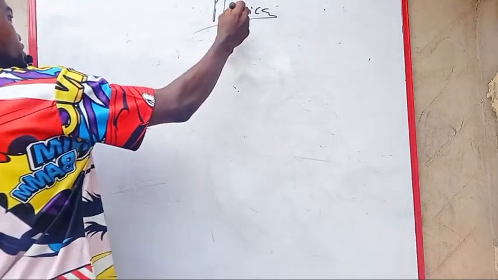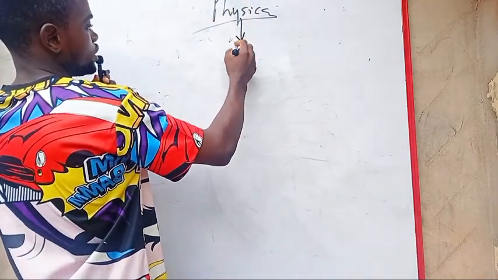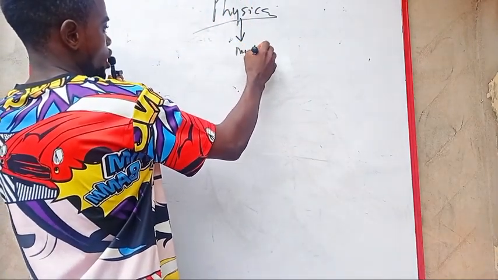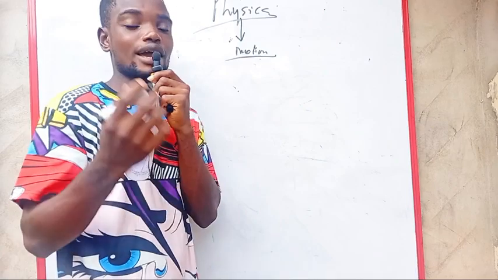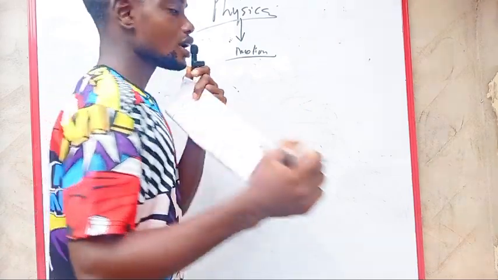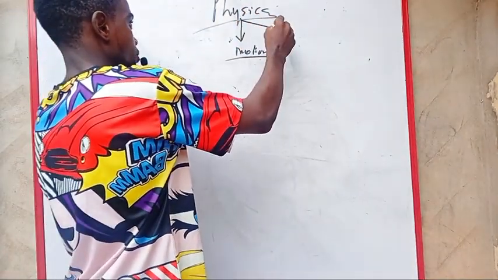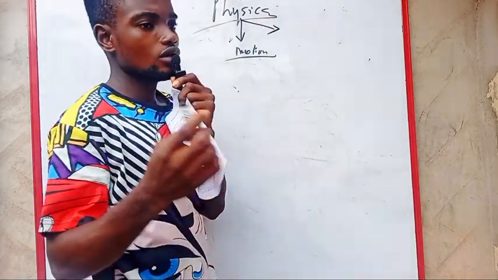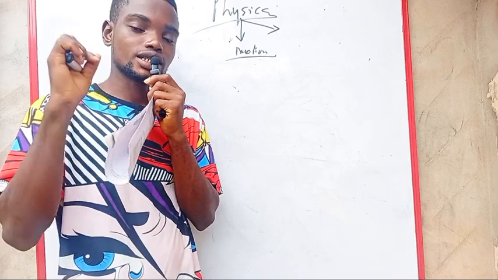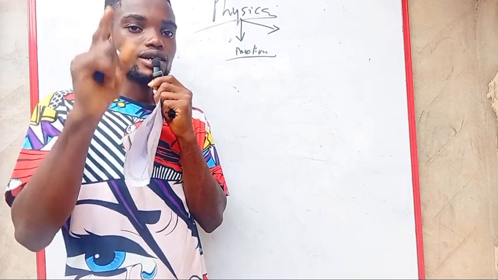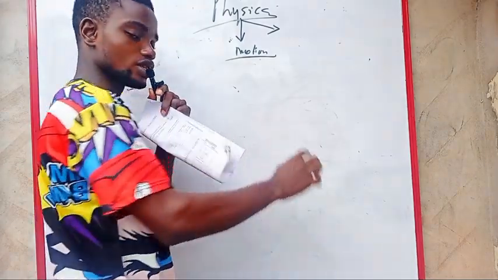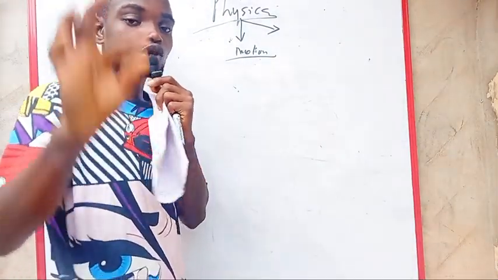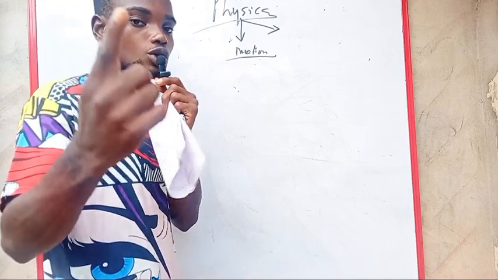Now, under physics, the first thing you're going to be seeing is motion. Now, you might have seen dimension. Dimension has not been asked for the past 18 years now in the history of WAEC. They have not asked dimension, like find the dimension of acceleration. So we don't hope to see that in your theory.